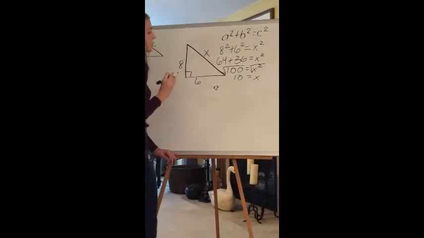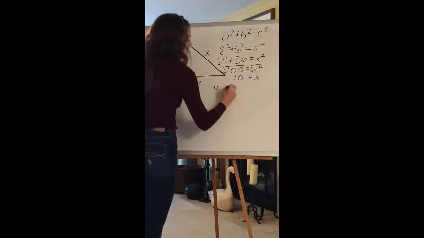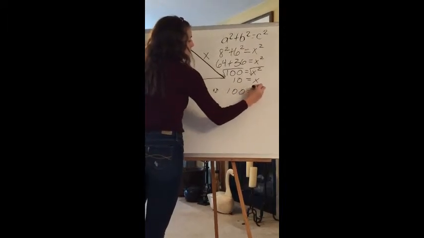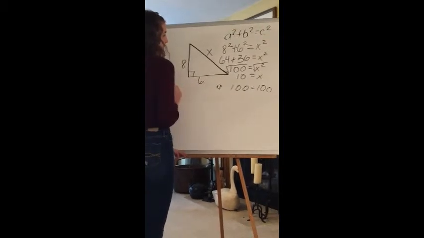If you want to plug it back in to make sure it's correct, you're just going to see that 8 squared plus 6 squared equals 100, and 10 squared also equals 100. So since both sides are equal, that's how you know your triangle is a right triangle.